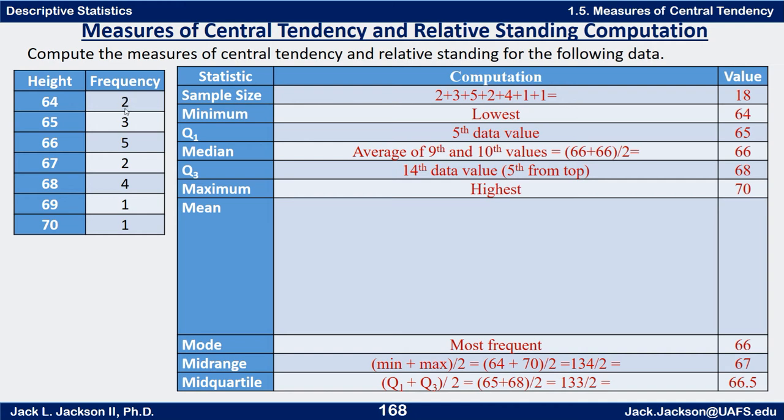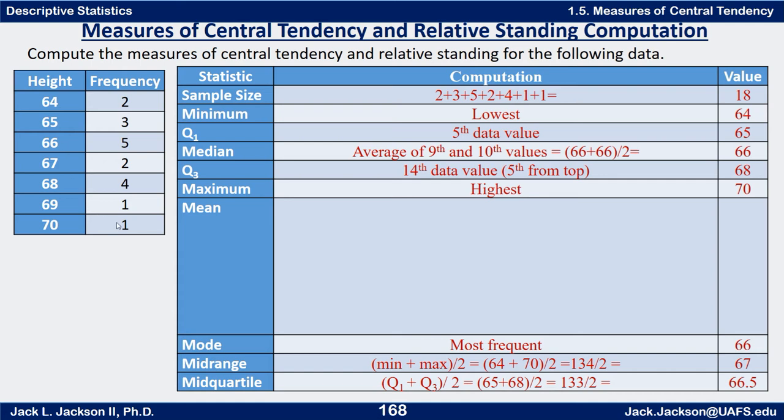So if we count up, that's 1, 2, 3, 4, 5, and 5 more is 10. So the 9th and 10th one are both 66s. So then that makes the median 66. Now, of the 18, we'll count 9 as being in the bottom half. So we'll count those two 64s, the 3 65s, that's 5, and then 4 of the 66s as being in the lower half. Of those 9, the 5th one from the bottom is the Q1. If you notice, the 5th one from the bottom will be one of these 65s. So 65 is the Q1.